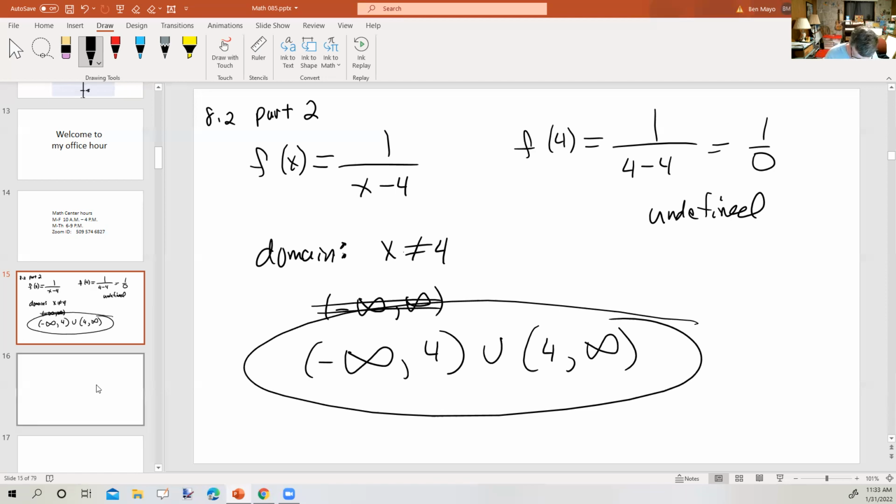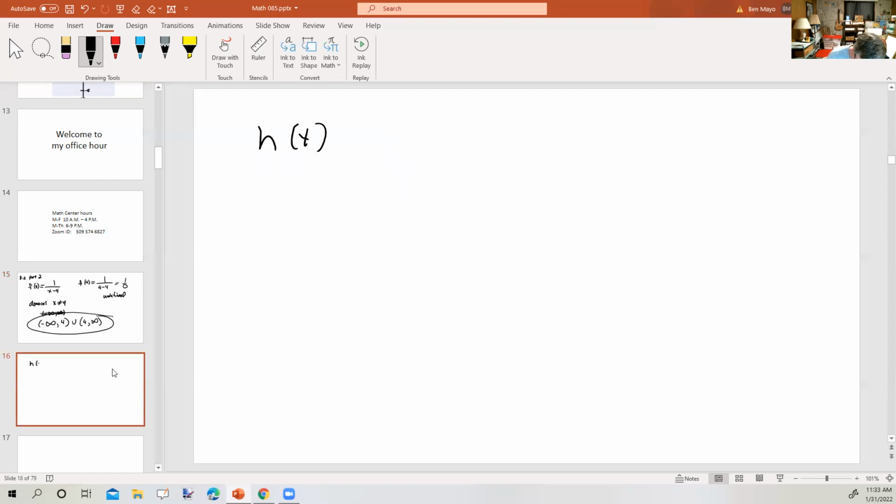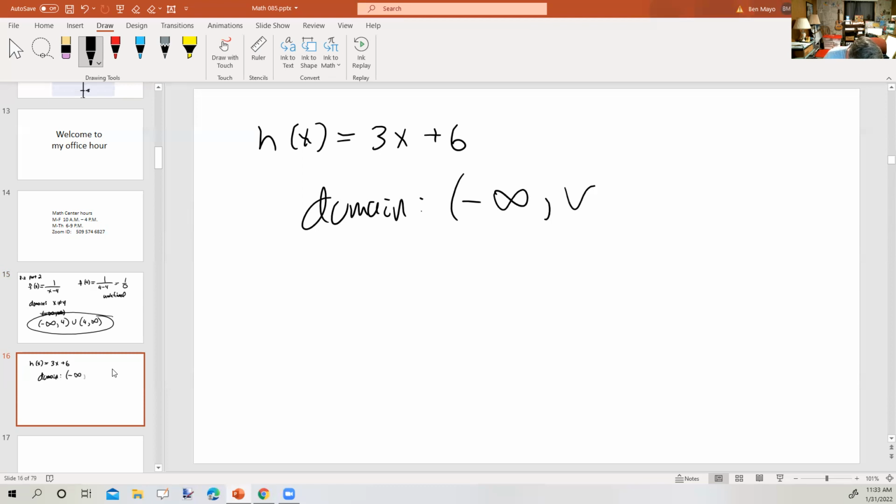All right, let's take a look at another example. H of x equals 3x plus 6. Is there any value of x that would make us divide by 0? There's no denominator with a variable where we could put a 0, so there are no restrictions here. So the domain would be all real numbers, which in interval notation would go from negative infinity to positive infinity. All right, questions there?